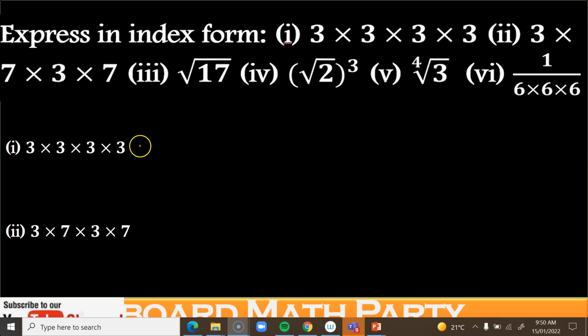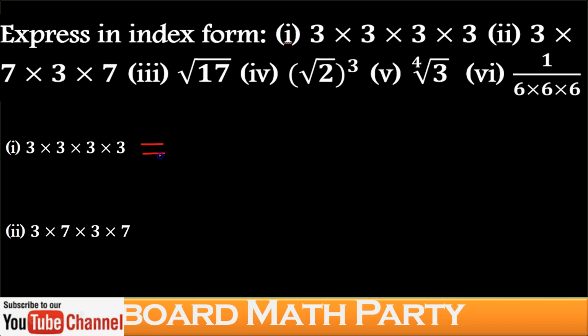To express this in index form is really easy because to multiply 3 four places simply means write one 3, because all the bases are the same, and put a 4 on it. That's it. 3 raised to the power 4. That's the answer.